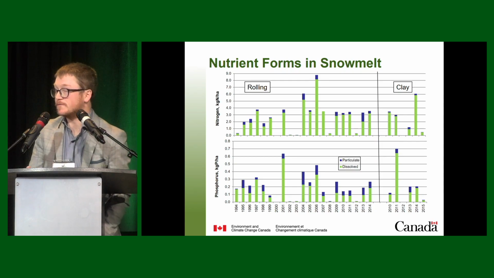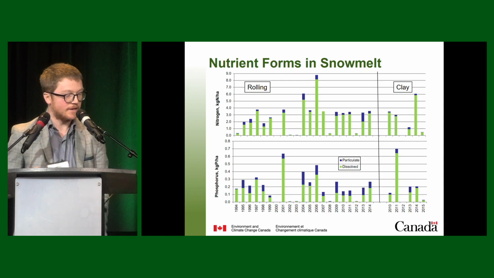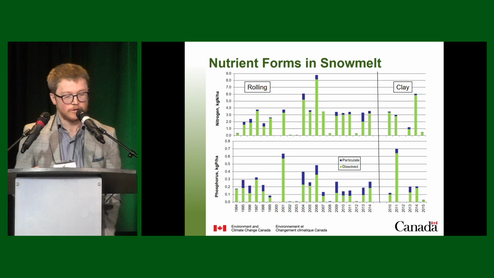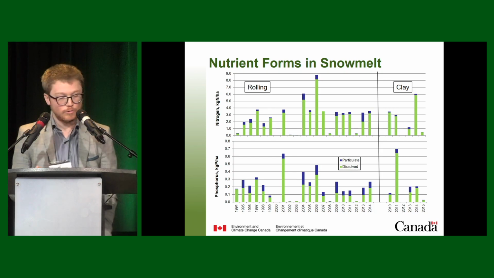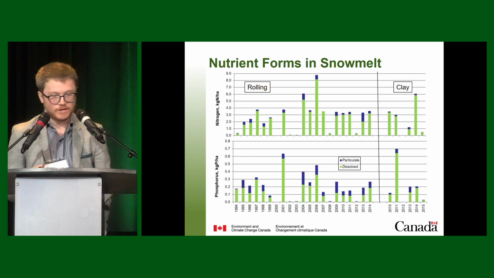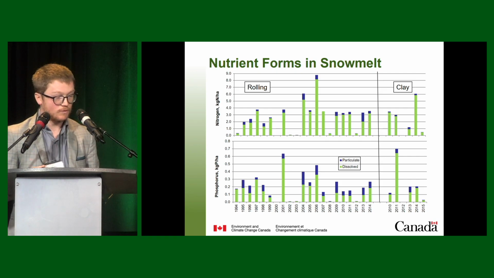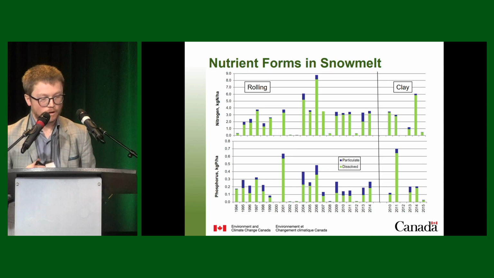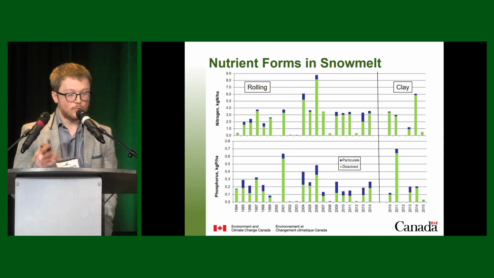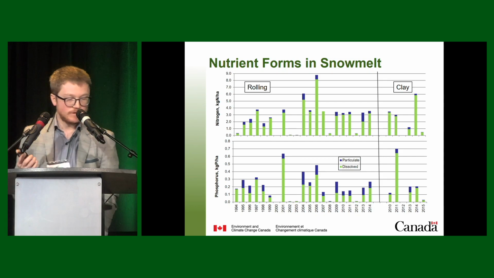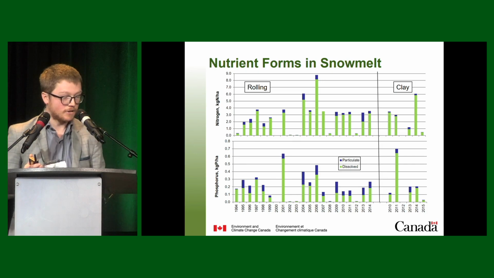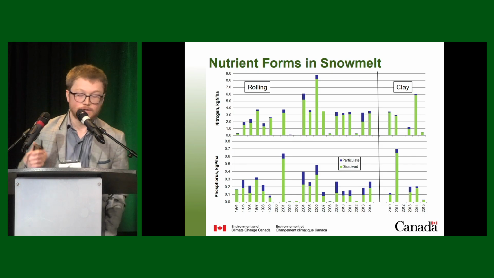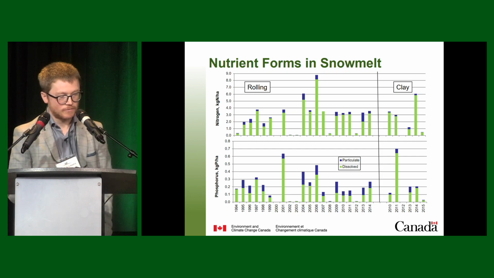What about the nutrient forms in the snowmelt? So again, the same two sites, the rolling topography versus the clay, the same years that we're looking at, but now we're reporting total nitrogen load and phosphorus on the top and bottom respectively, and looking at the distribution between the particulate and the dissolved fraction. And so what I really want to highlight is that we see, in general, the dissolved fraction is really dominating across both sites, even in rolling topography under our Canadian prairie conditions here.